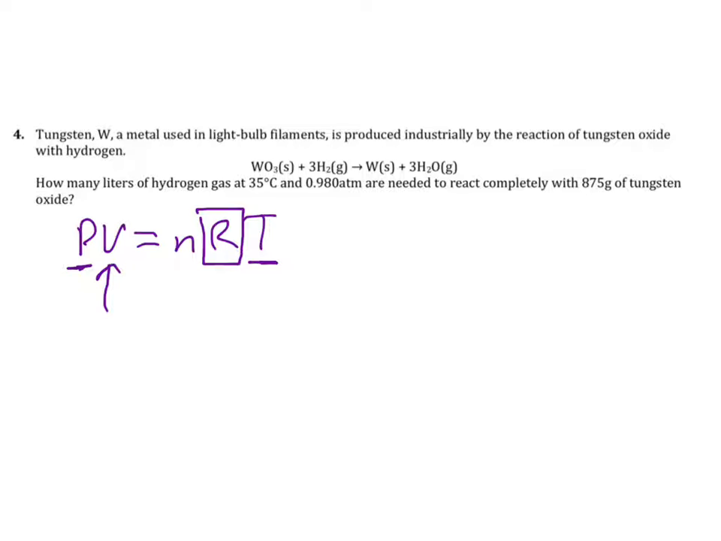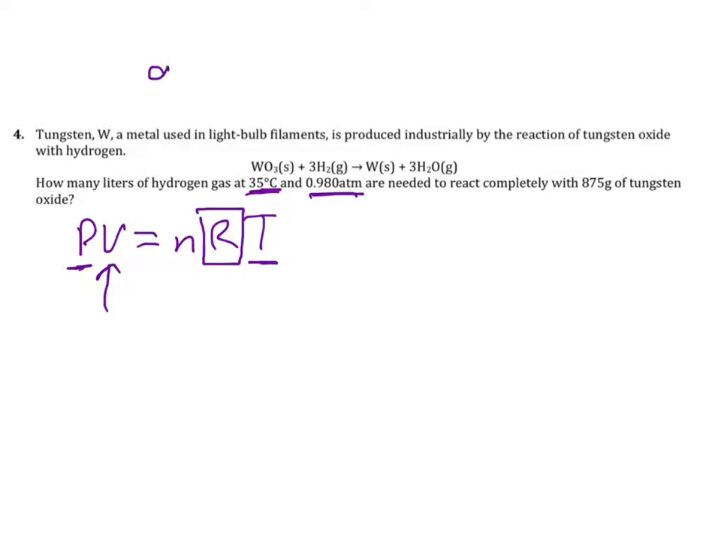So what is the one thing that we're missing? What's the one thing we're missing to solve for V? Again, the problem gives us the pressure right there. It gives us the temperature. We always have R. What's the one thing that we're missing? The one thing we're missing is moles. So how do we get to moles of hydrogen gas?